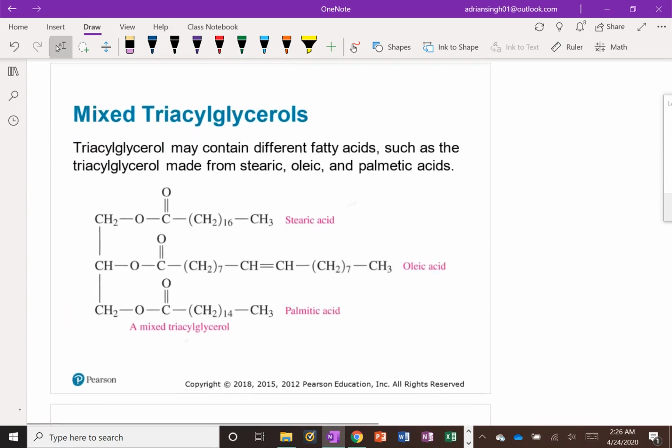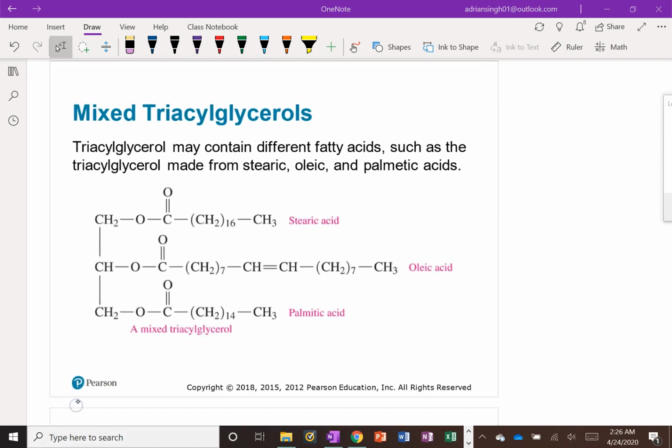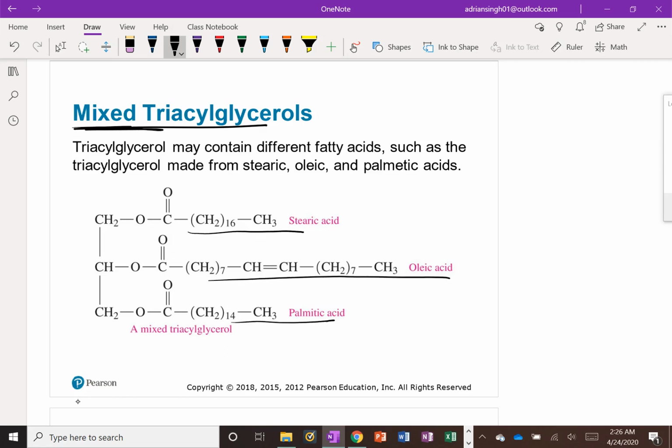Sometimes your triacylglycerols are going to contain several different types of fatty acids, in which case we call them mixed triacylglycerols. So here, for example, we can have a stearic acid, an oleic acid, and a palmitic acid. These are all different fatty acids, but they're all still connected by the ester bond to the glycerol backbone, right? Because we have different fatty acids, we call it a mixed triacylglycerol.